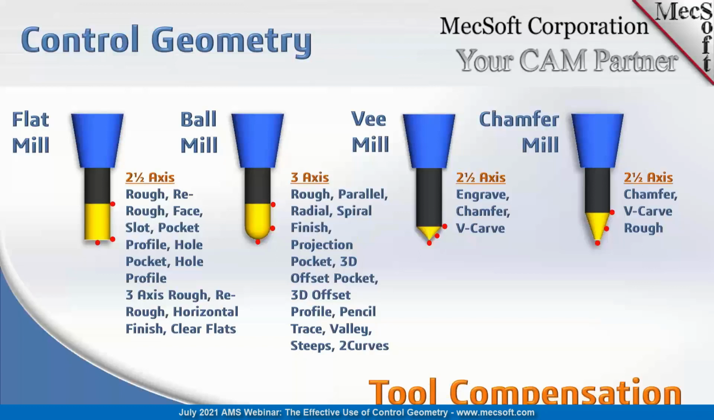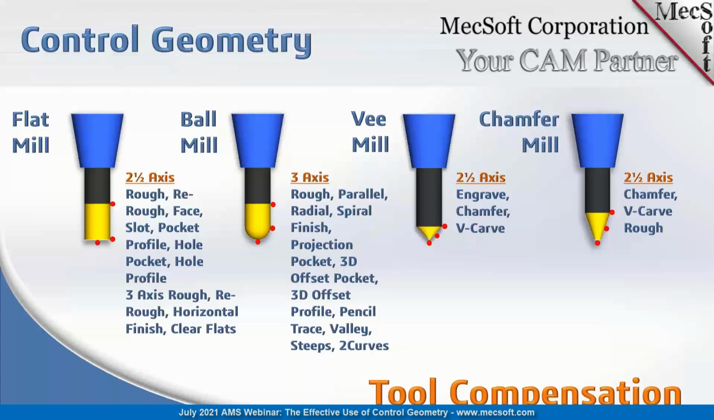So let's start on the left. The flat mill, the most common tool type ever used. It's primarily used, however, just for 2.5 axis operations, and for some 3-axis roughing and re-roughing, and for clearing flat areas, obviously. So under 2.5 axis, all the roughing, re-roughing, facing, slotting, pocketing, profiling, hole pocketing, and hole profiling are all used with the flat end mill. Not that you can't use the round ball mill, but there are special considerations. So let's move over to the ball mill.